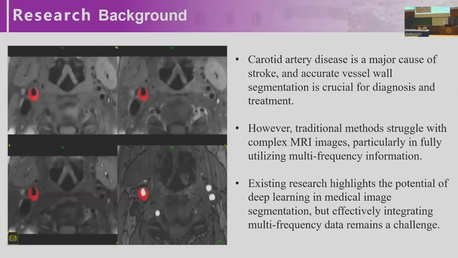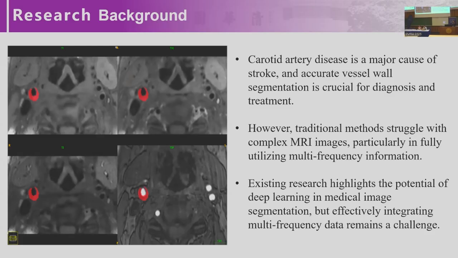Let's talk about the background firstly. Nowadays, the prevalence of stroke draws public attention to carotid artery diseases. So accurate vessel wall segmentation is crucial for clinicians. However, manual annotation is quite time-consuming, and existing deep learning-based methods mainly focus on spatial information processing instead of taking frequency information into consideration.